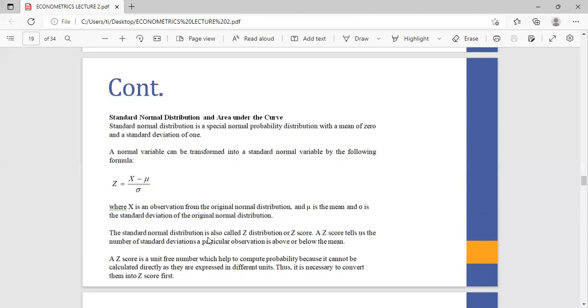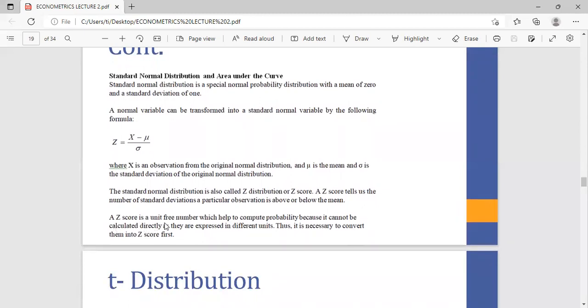The standard normal distribution is also called the Z distribution or Z score. A Z score tells us the number of standard deviations a particular observation is above or below the mean value. A Z score is a unitless number which helps to compute probability, because probabilities cannot be calculated directly when values are expressed in different units. Thus, it is necessary to convert them into Z scores first. I hope the significance of the standardized normal distribution is now clear to you.